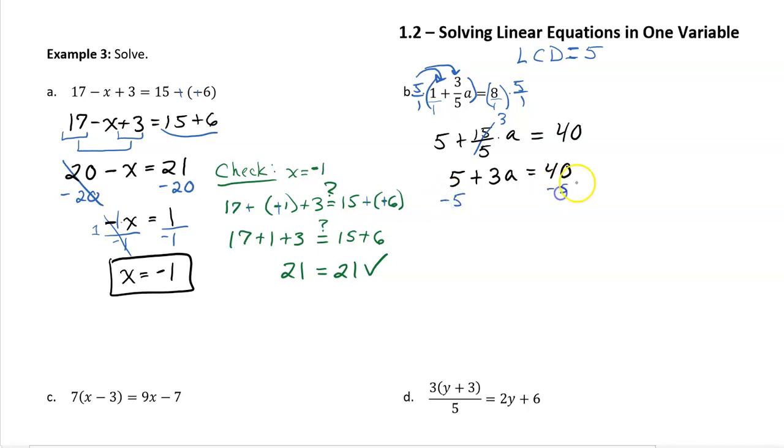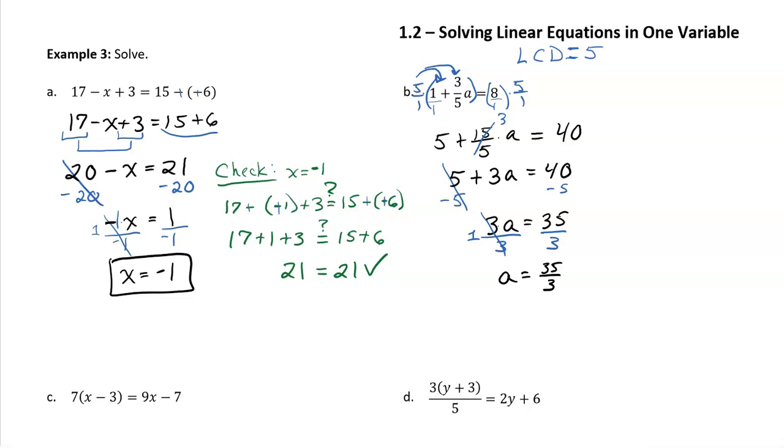So I'm going to move the 5 over. That gives me 3a is equal to 35. That's 3 times a, so I'm going to undo that with division. That reduces away to a 1 on the left side. 1 times a, simply a. 35 over 3. That's as far as that can go.